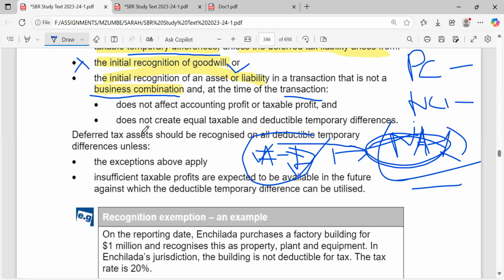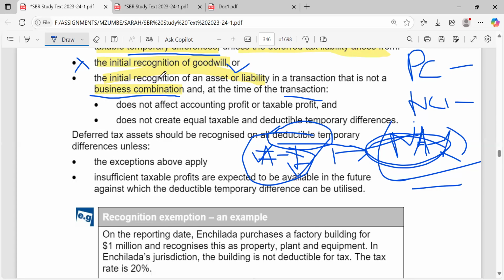So just like that, remember and understand the word deductible and the word taxable. If something is taxable, obviously it should be a liability. If it's deductible here, it should be an asset, right? You can claim it. So deferred tax assets should be recognized on all deductible temporary differences. Of course, I've even shown you an example in that question of getting the temporary differences. But we do that unless the exceptions above apply.